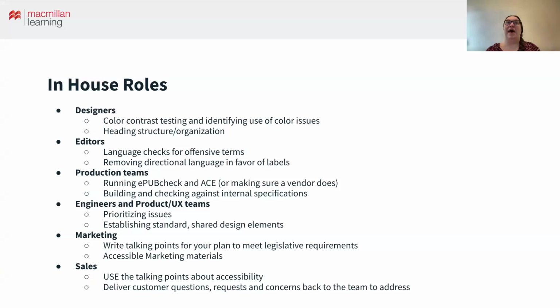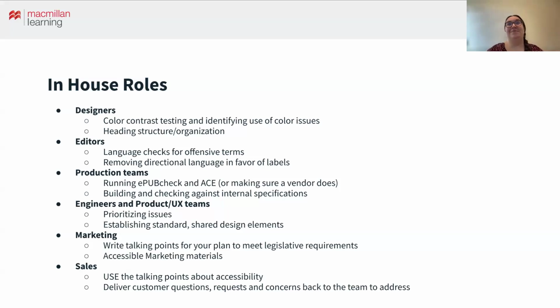For us, I was looking at designers and how they can do color contrast testing and identify use of color issues, as well as help us with heading structure and organization. I was looking at our editors and how they can do language checks for offensive terms, and they can look at directional language and remove that in favor of labels. And so an example of that is, "see the figure above," versus "see figure 2.6."